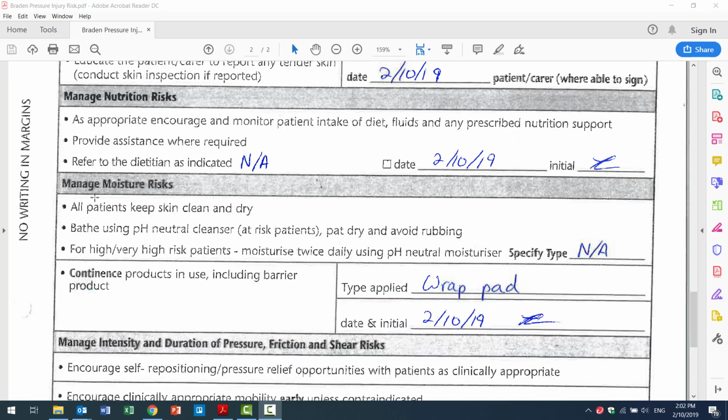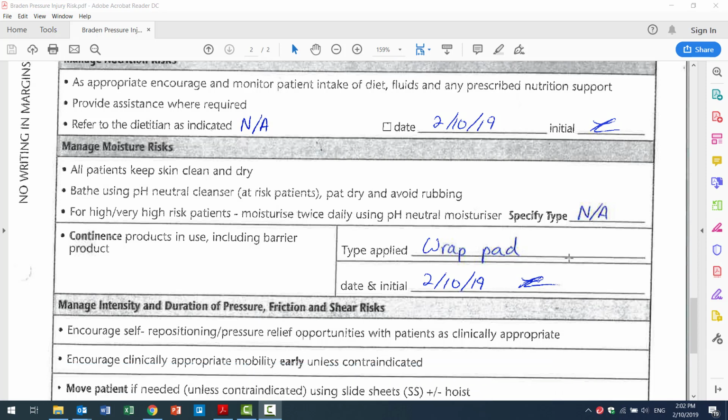In this case, manage moisture risks. All patients need to keep their skin clean and dry. That's pretty straightforward. Avoid rubbing patients dry, just pat them. And for high or very high risk patients, moisturize twice daily. And that's deemed not applicable in this situation as the patient is not considered a high or very high risk.